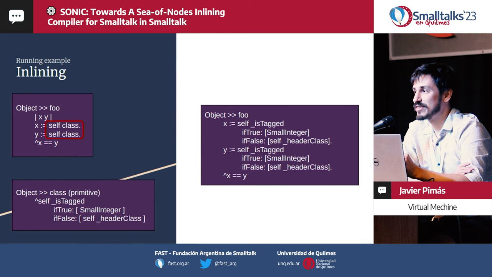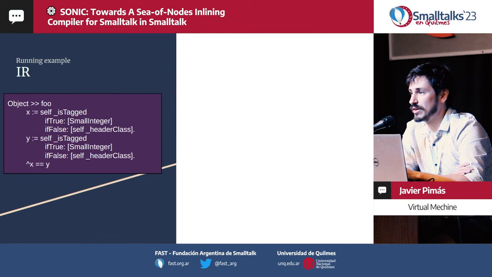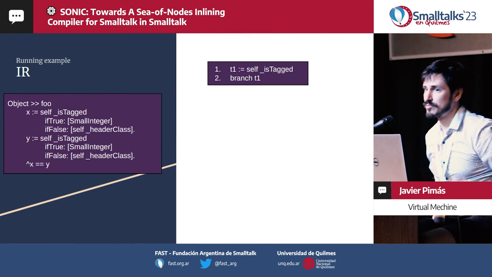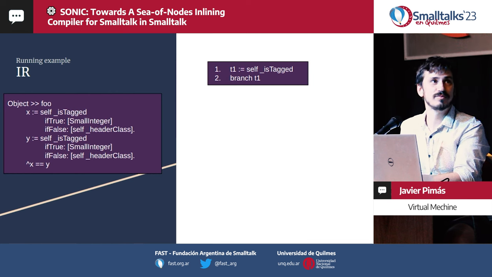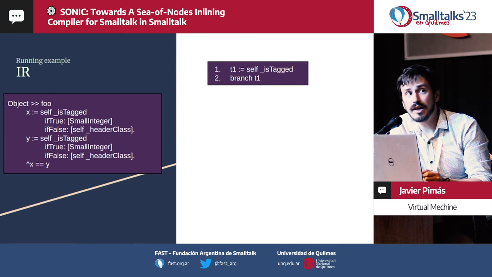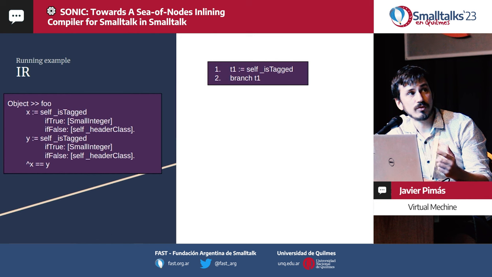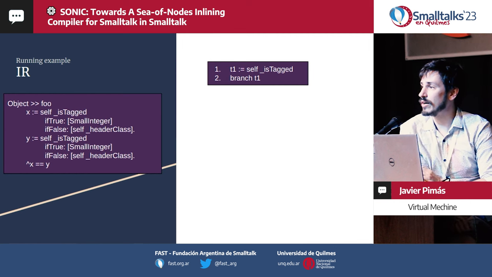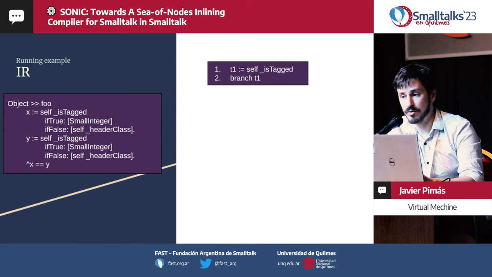Okay, so we have inlined the code, right? And now the compiler can do more things. So let's again look at the intermediate representation for this code that has been updated. Now we have on the left what we had on the right. So let's start to look at the intermediate representation. We have a basic block in the beginning, which asks if the thing is tagged, and then it's going to branch, right? If it's tagged, it's going to assign x to the small integer class, and if not, it's going to look at the header class stored in the heap. So we have two branches.